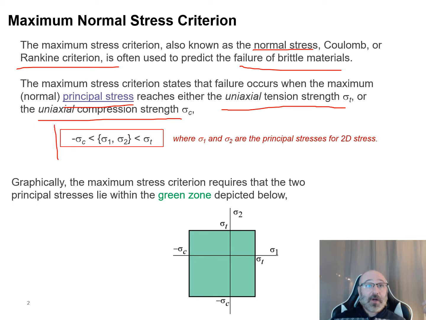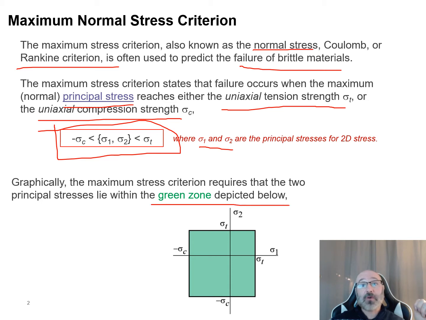So as far as an equation goes, this says that our negative sigma c is less than our sigma 1, comma sigma 2, which is less than our sigma t, where sigma 1 and sigma 2 are the principal stresses for 2D stress. Now graphically, we can represent this here. The maximum stress criteria requires that two principal stresses lie within the green zone predicted below. So again, if these two lie within this zone, we're good. If they don't, then it does not necessarily follow the criterion.